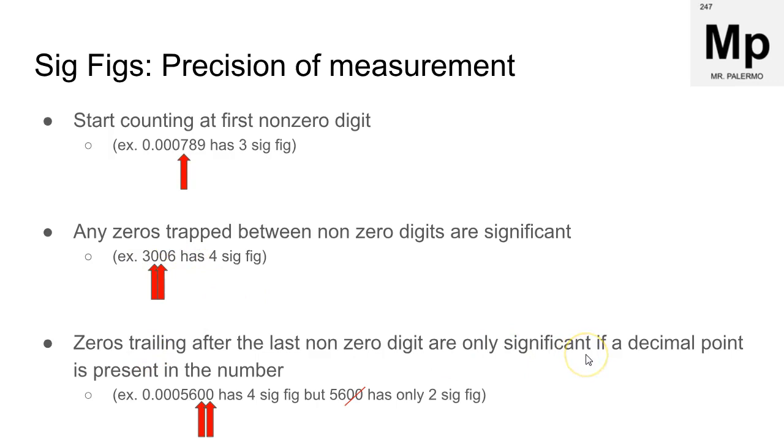And then the last thing is the zeros trailing after the last non-zero are only significant if there's a decimal point somewhere in the number. So for example, here we're going to start counting at the first non-zero, which is the 5, and we have 1, 2, and then 3, 4. These two zeros are significant because we have a decimal point present. In this example here, the 5 and the 6 are significant. These zeros are not because there's no decimal point present, so this only has 2 sig figs.